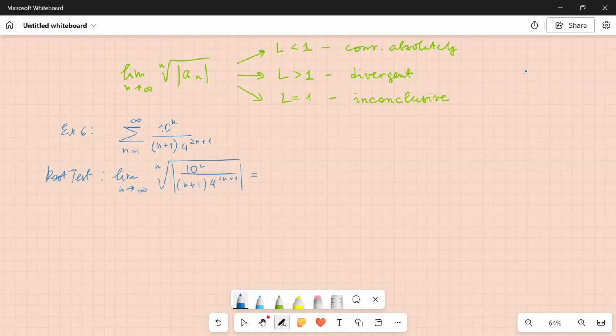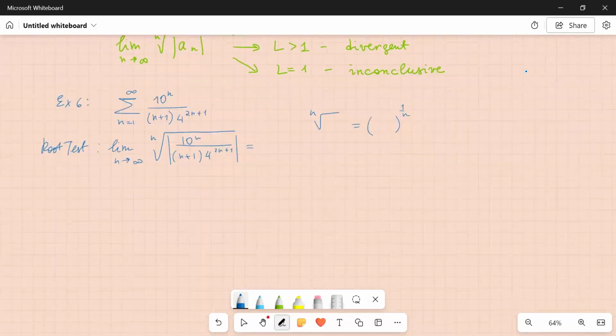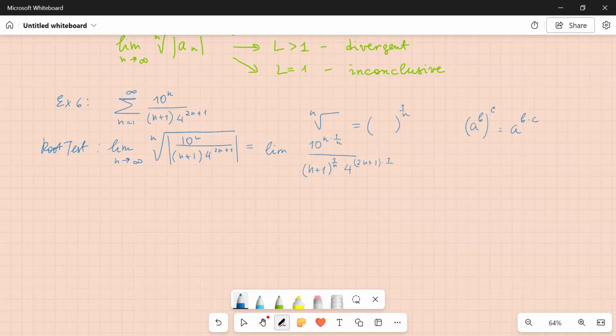Guys, we remember how we take the nth root. It's actually raising to the power 1 over n. I'm going to write down the nth root. It's the same as the power of 1 over n, right? So I'm going to raise all my factors to that power. So 10 to the power of n, to the power of 1 over n. One more thing, if you have a power in a power, you just multiply them, just in case you forgot. Okay? In the denominator, 4 to the power of 2n plus 1, multiplied by 1 over n.